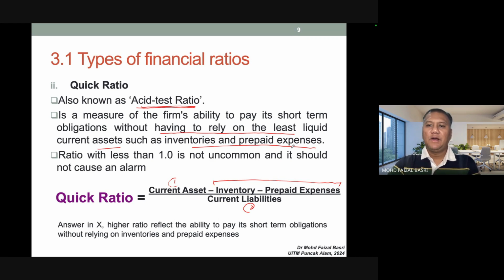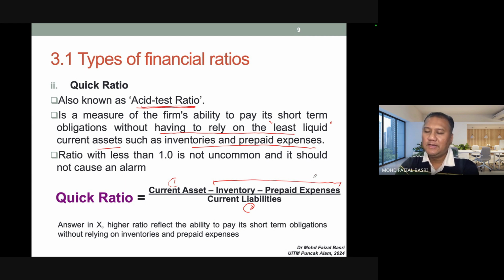Right? And why are these two removed? Because as I said, sebab dua-dua ni ada dalam current asset juga, these two are considered the least liquid. Yang paling tak liquid dalam current asset adalah dua ni, inventory and prepaid expenses. So what does it mean by least liquid again? Least liquid means our ability untuk convert these two items, inventory dengan prepaid expenses, into cash will be the most difficult among the rest. Paling susah nak convert into cash adalah inventory dengan prepaid expenses.